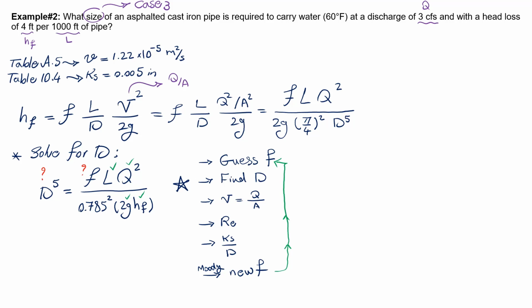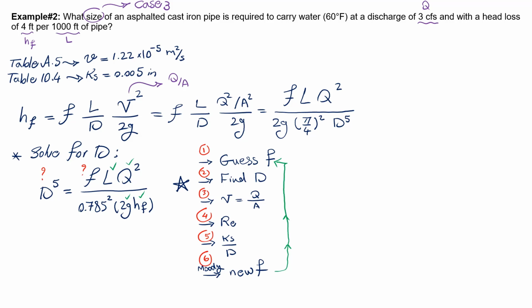Notice that for our initial guess, for step number 1, since we don't have K sub S over D and we don't have Reynolds, we cannot use Moody to provide an initial guess, okay? So our guess is a little bit more of a wild guess type. So I'm going to name these steps first and then show you how to move forward.